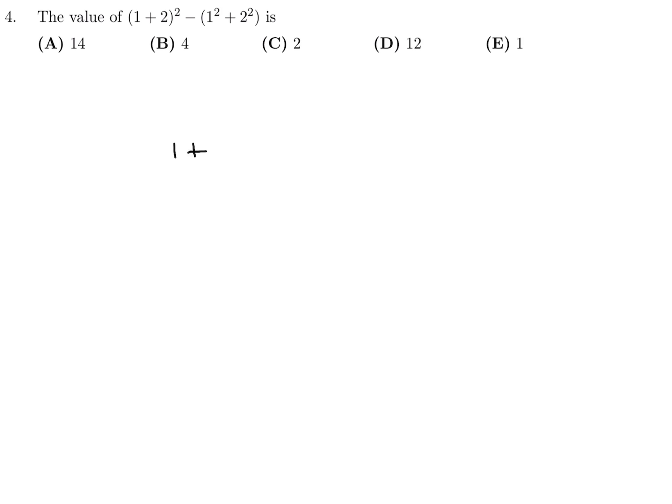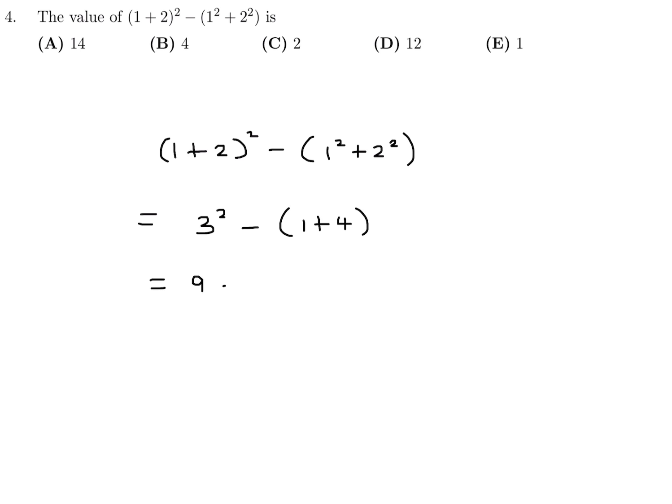The value of (1 plus 2) all squared minus (1 squared plus 2 squared) is. In the brackets we have 3 squared, and then in this bracket we have 1 plus 4. 3 squared is 9, 1 plus 4 is 5, and therefore 9 minus 5 is equal to 4. So number 4, the answer is 4, and that would be choice B.